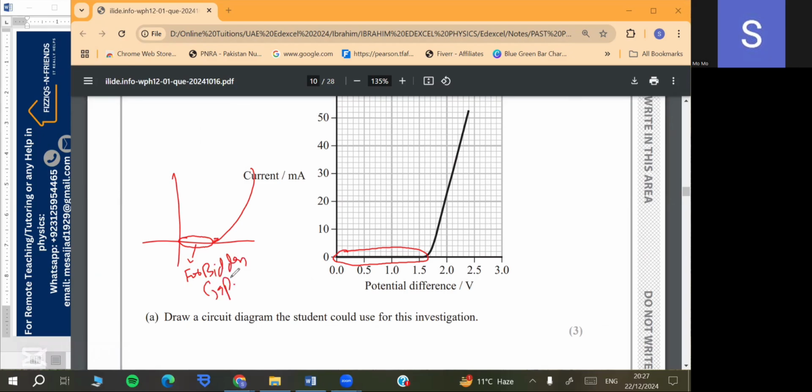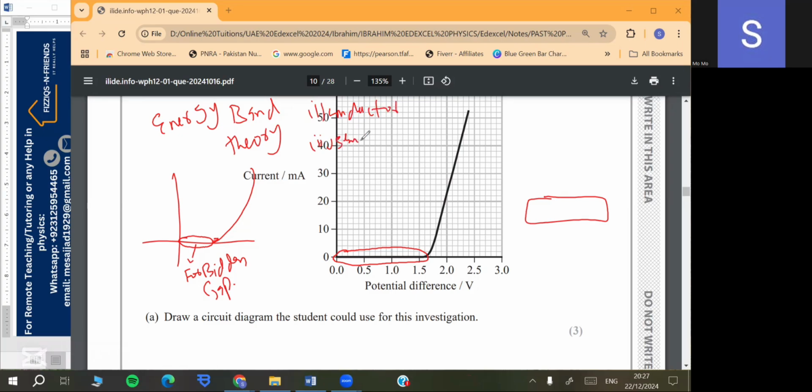Okay, so let me explain to you the concept of forbidden gap, because there is a band theory, like energy band theory. We have a theory in physics which we call energy band theory. According to this, you have three categories of materials. One is conductor, one is semiconductor, and one is insulator.